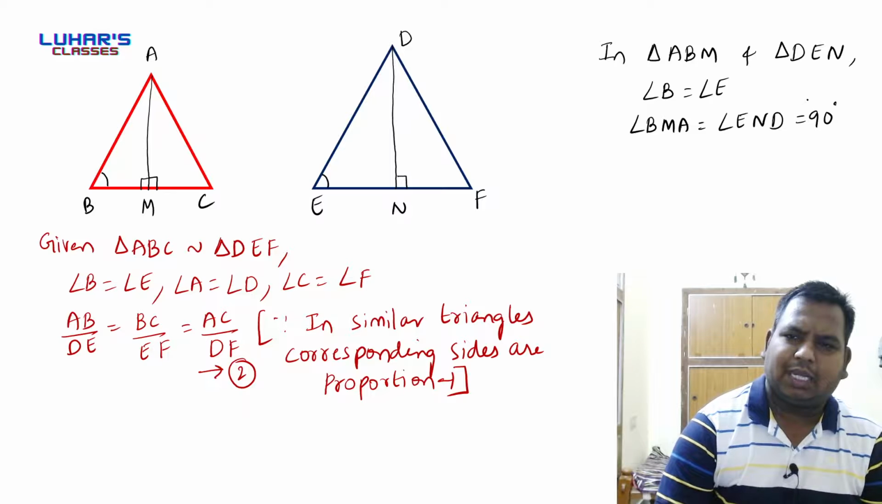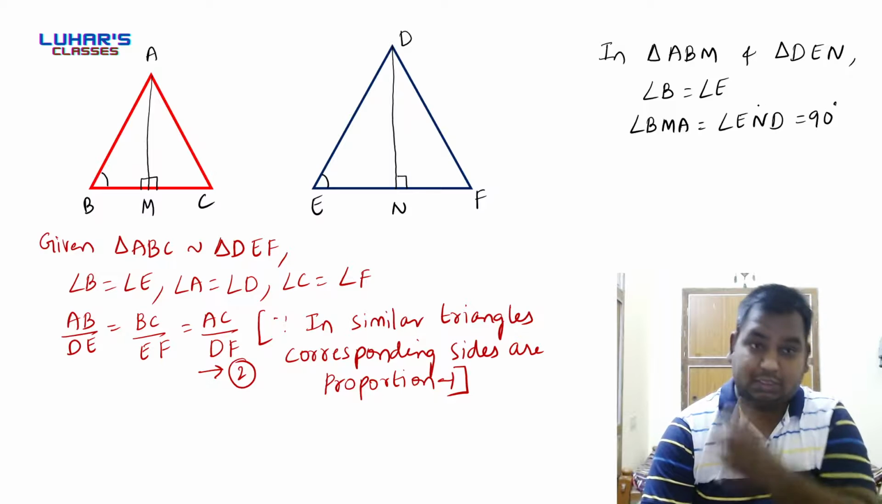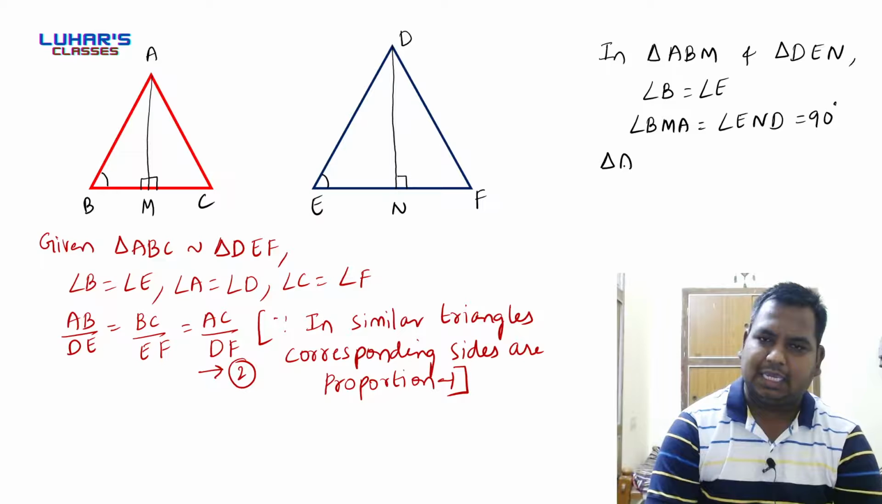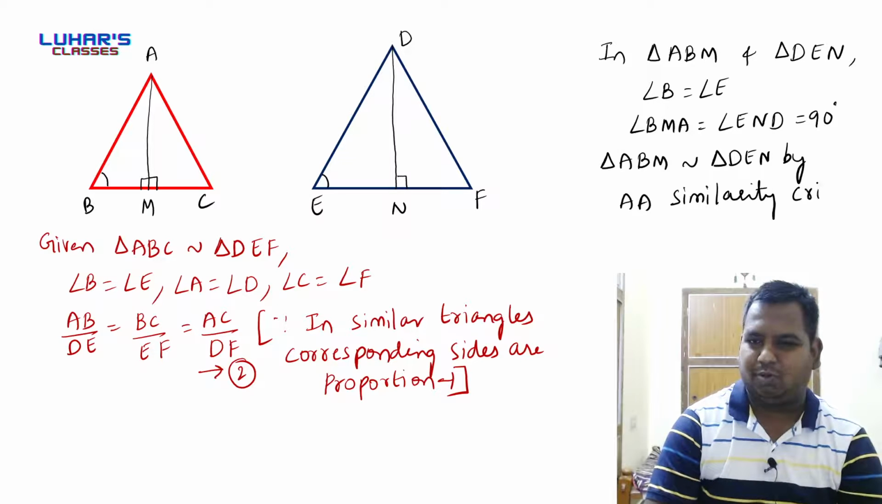Okay, so how are these two triangles similar? Could you please help me out in proving how these two triangles are similar? These two triangles are similar by the angle similarity criterion. So we can say that triangle ABM is similar to triangle DEN by the angle similarity criterion, or you can say similarity rule also, no problem in that.